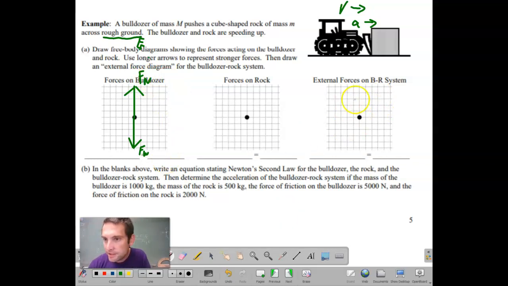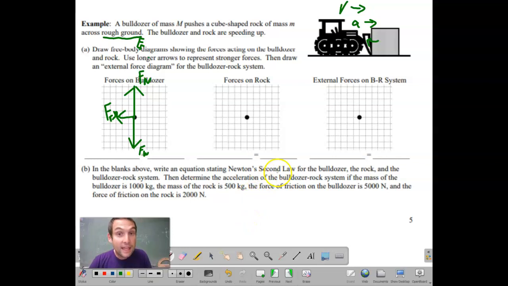Then we can see there's a contact happening here. So we have a normal force from the rock on the bulldozer pushing that way. Rocks and boulders are very similar, but in this case, we're talking about a bulldozer, Mr. Escapetus. So this is the rock on the bulldozer.